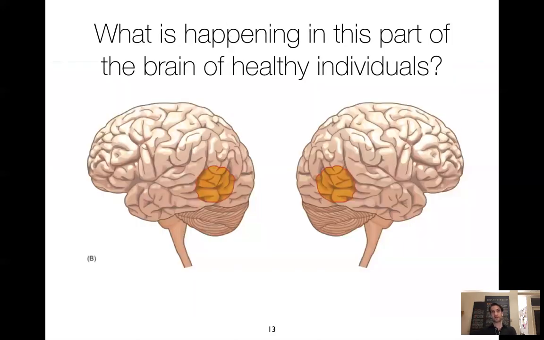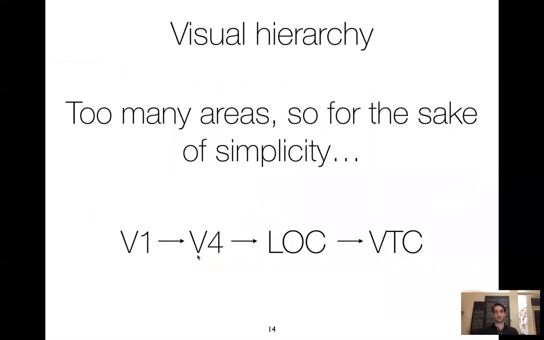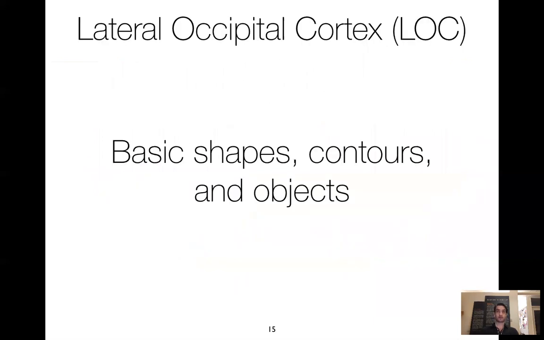So people then started to naturally wonder, well, what then is happening in this part of the brain for people who are healthy and don't have associative agnosia? And that's what's going to move us to this next stage in the hierarchy, where we're going to talk about this region LOC, which stands for lateral occipital cortex, which is thought to process basic shapes and contours in objects. So if LGN likes dots and V1 likes lines, LOC is kind of one of the first parts of the visual system that now combines those lines to make shapes.